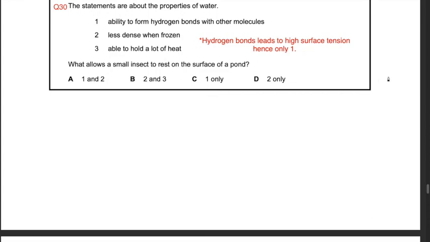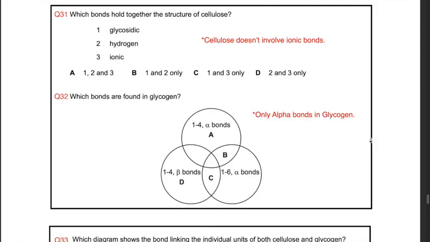Question 30. The statements are about the properties of water. What allows a small insect to rest on the surface of a pond? The only possible answer over here is statement 1, because hydrogen bonds lead to high surface tension, leading to the small insect being able to rest on the surface of a pond. Hence the answer is C, 1 only. Statement 2 and 3 don't have anything to do with the insect being able to rest on the surface of a pond.